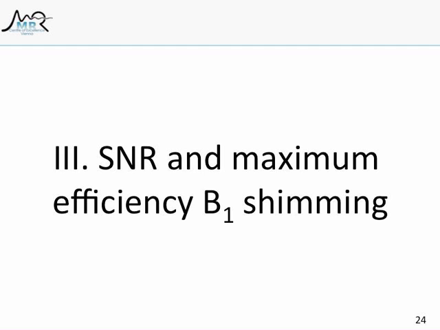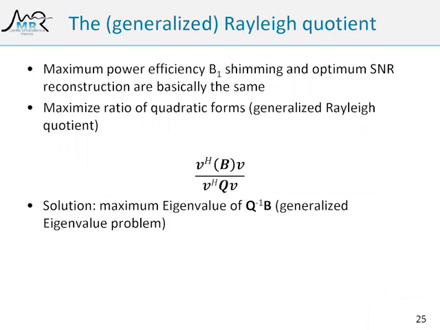But we are talking about two things that are really the same. Imagine, firstly, you've got a coil array, and you want to reconstruct your image. And to do that optimally, you have to take the noise correlation into account.